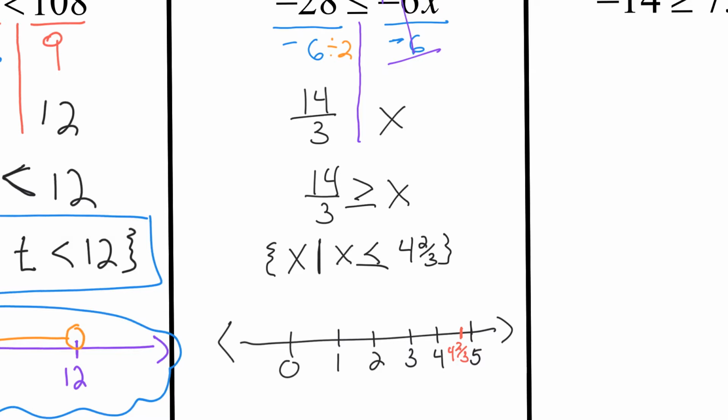My circle needs to be closed because we have the "or equal to", and the arrow has to go to the left because the inequality is pointing to the variable. So the arrow goes to the left.